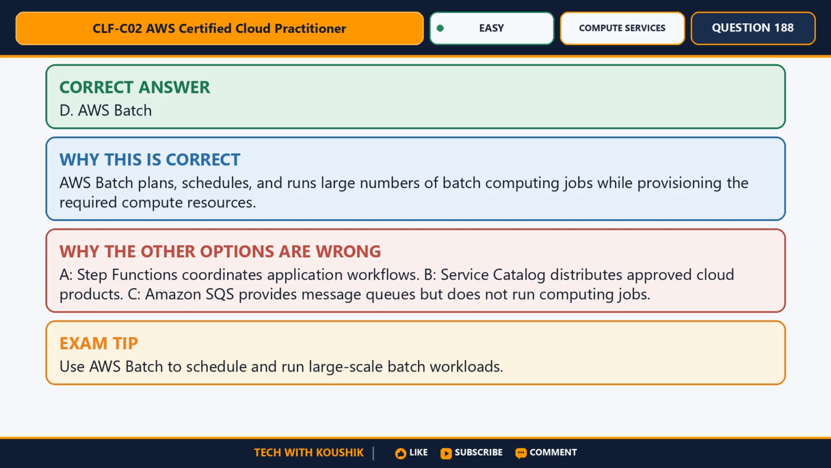Why are the other options not correct? A. Step Functions coordinates application workflows. B. Service Catalog distributes approved cloud products. C. Amazon SQS provides message queues but does not run computing jobs. Exam tip. Use AWS Batch to schedule and run large-scale batch workloads.